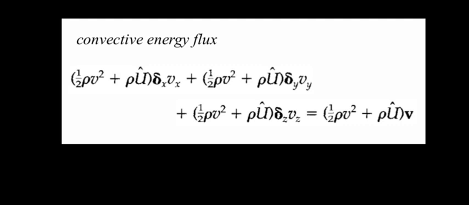This is represented by terms involving the shear stress components τxx, τyx, τzx and their y and z counterparts multiplied by the corresponding velocity components. As mentioned earlier, this accounts for the work done by these stresses. Energy transfer due to heat conduction. This is represented by the components of the heat flux vector Qx, Qy, Qz.